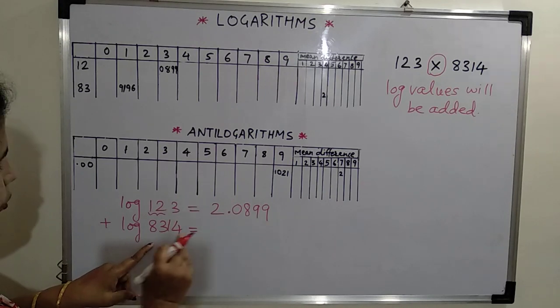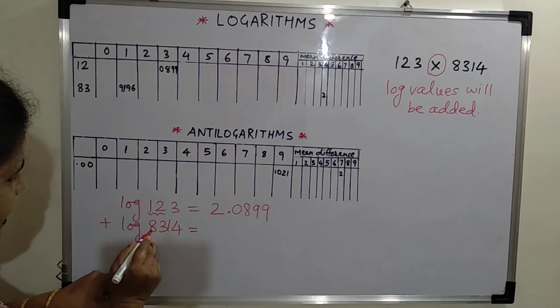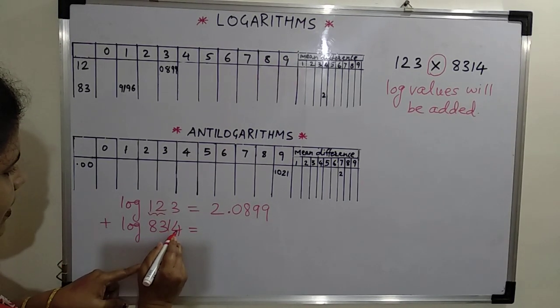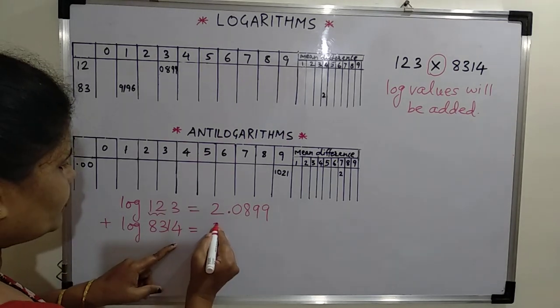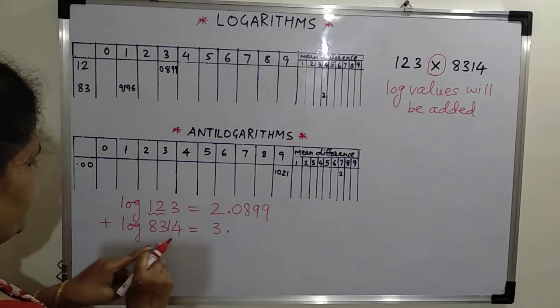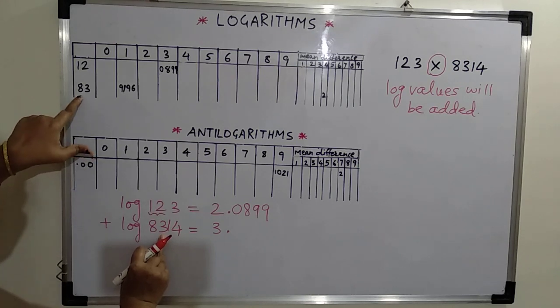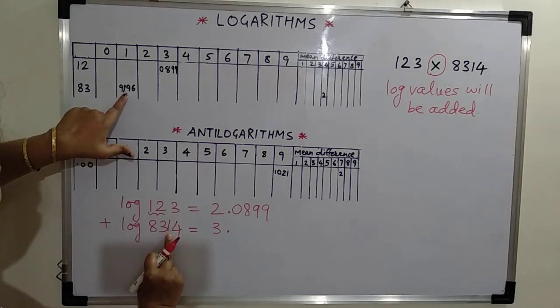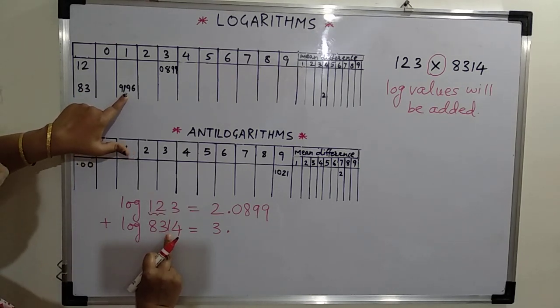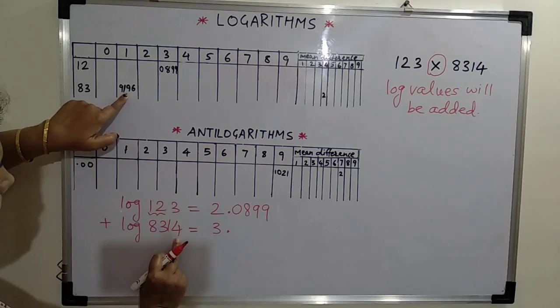Similarly, I will go for this one. First, let us calculate the characteristic, students. It will be 1, 2, 3, 4 minus 1, so it will be 3 point. Now I will go for 83 under 1. It is 9196. And one more digit is there, students, that is 4.